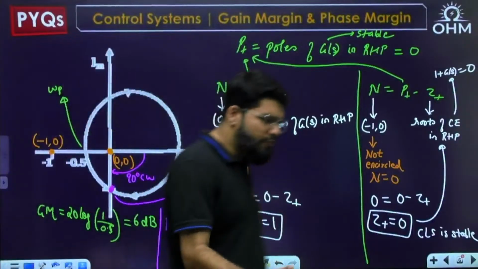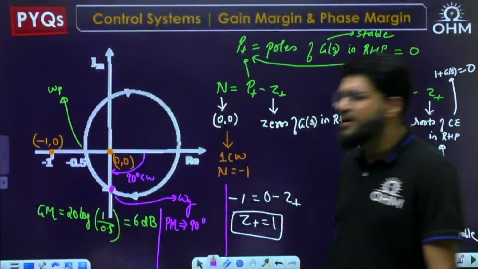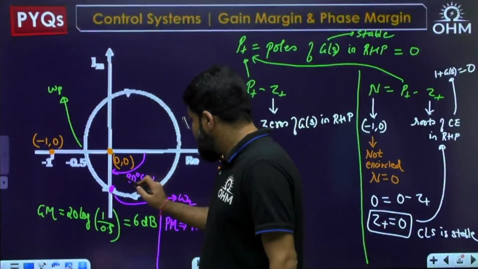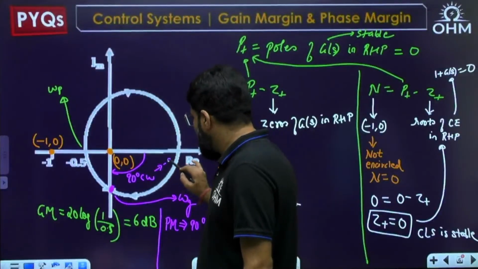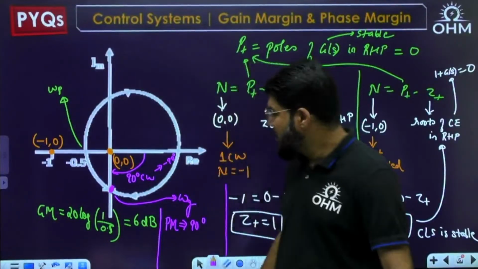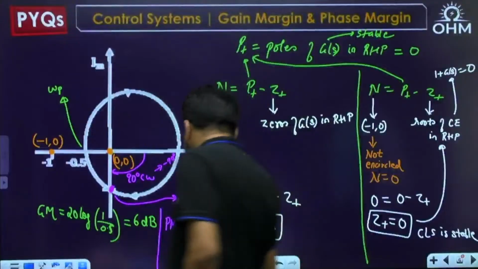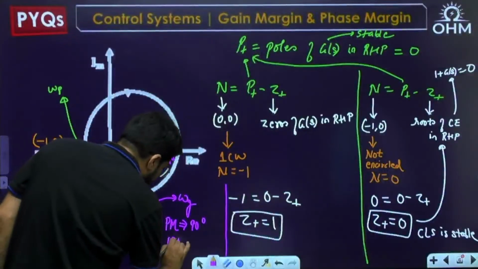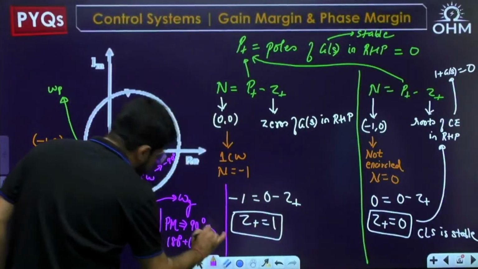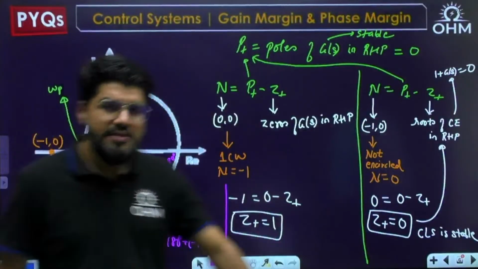Now how do I formulate phase margin? Why is it 90 degrees? Because this angle is 90 degrees clockwise. 90 degrees clockwise means minus 90, mathematically. So when I add 180 degrees to this minus 90 degrees, I get this 90 degrees.